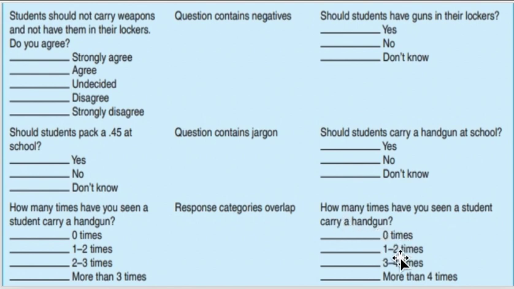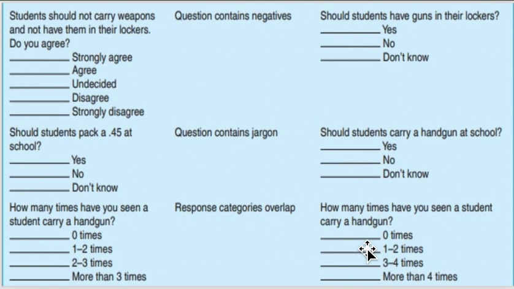When you're thinking of, well, what should my categories be, right? 0 in this case makes a lot of sense. That just doesn't happen to me, right? I've never seen a student carry a gun. I never drink. I have never had a traumatic event or experienced violence, right? It just doesn't happen to me.